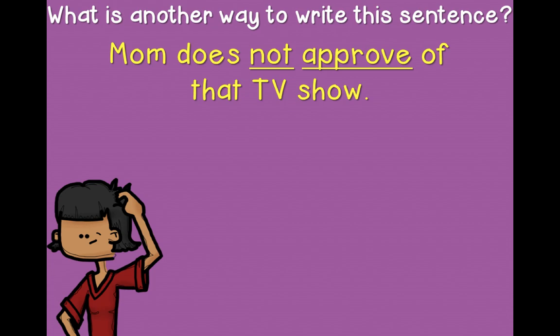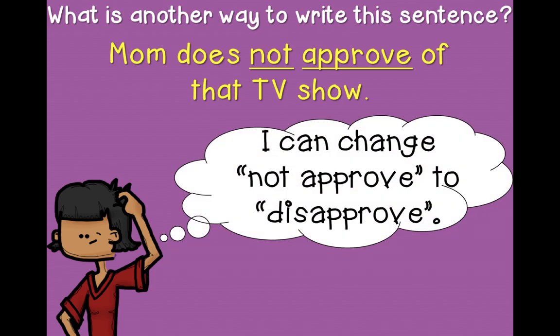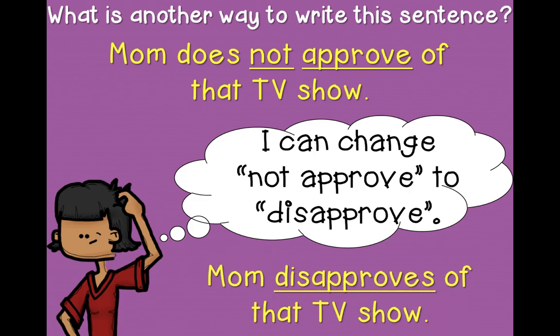So let's look at this sentence. What is another way to write this sentence? Mom does not approve of that TV show. How can I replace not approve? I can change not approve, you got it, to disapprove. So my new sentence, Mom disapproves of that TV show. And it has the same meaning. I can change not approve to disapprove.